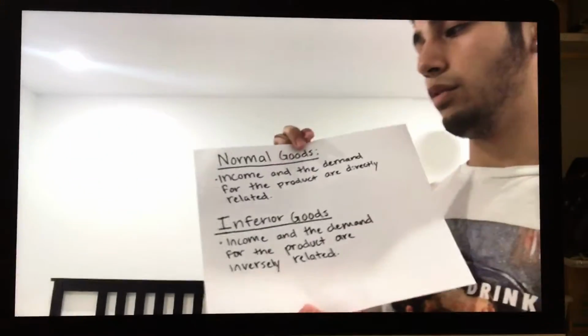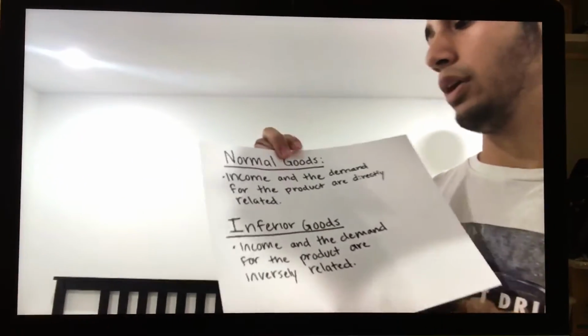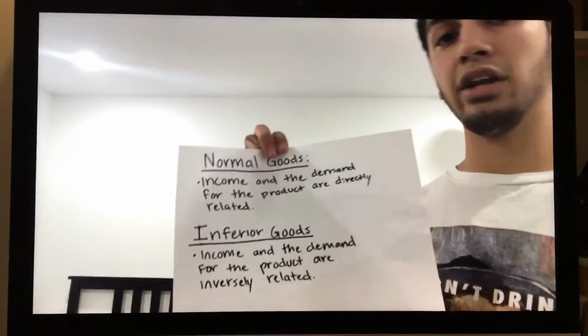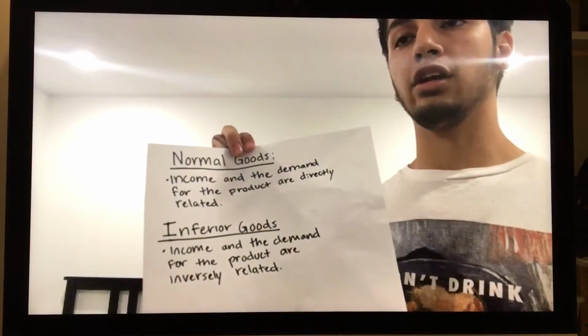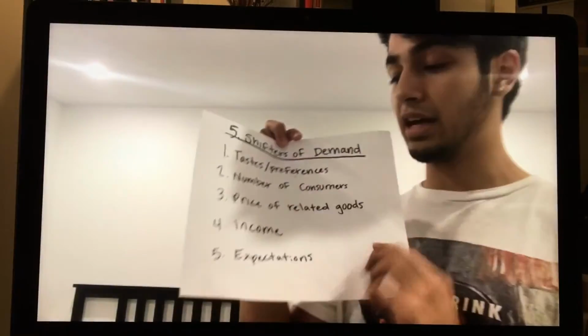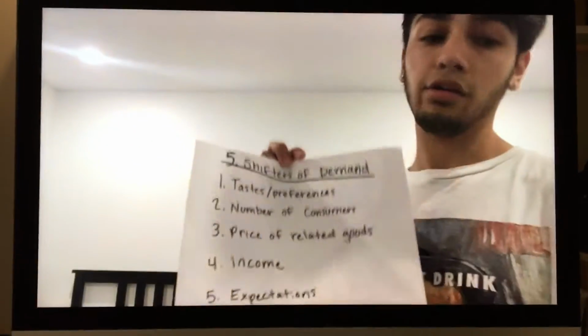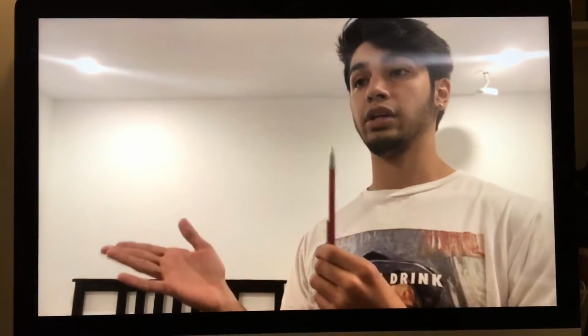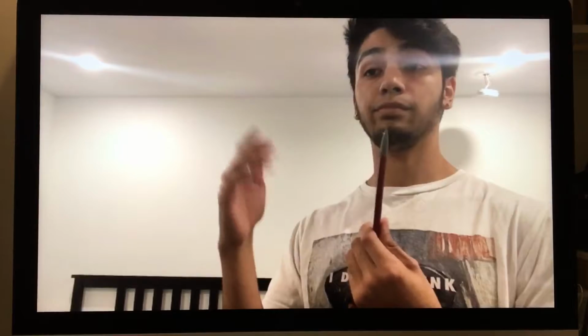So with a normal good, if income goes down, then the demand for the product will go down. But for an inferior good, if the income goes down, then the demand for an inferior good will go up. The fifth shifter is expectations. So if you expect the price for a pencil to go up next week, you're going to buy more this week, so the demand will go up this week.